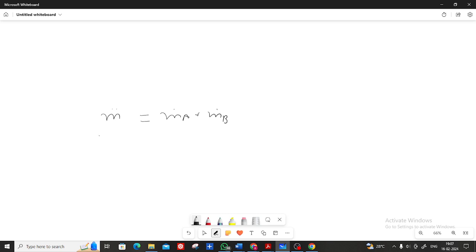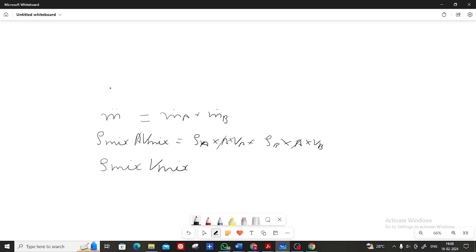So total mass flow rate means the overall density of mixture into area into velocity of mixture is equal to the density of A into area into velocity of A plus density of B into area into velocity of B. The area A will cancel on both sides, so we have density of mixture into velocity of mixture is equal to density of A into velocity of A plus density of B into velocity of B.